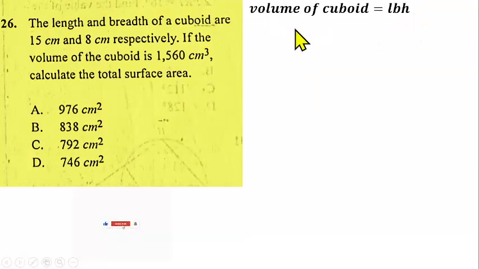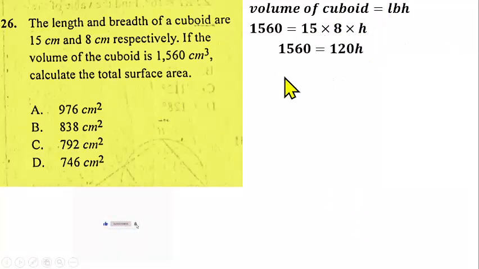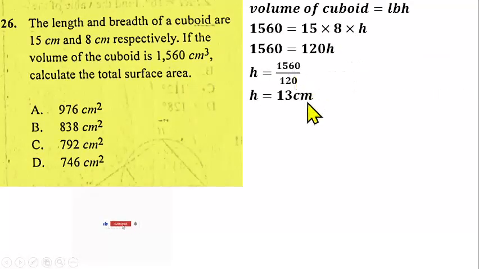So we are given the volume to be 1560 equals the length, which is 15, multiplied by the breadth, which is 8, multiplied by the height. Simplify that. 15 times 8 gives us 120, then divide both sides by 120. H should be equal to 13 centimeters.